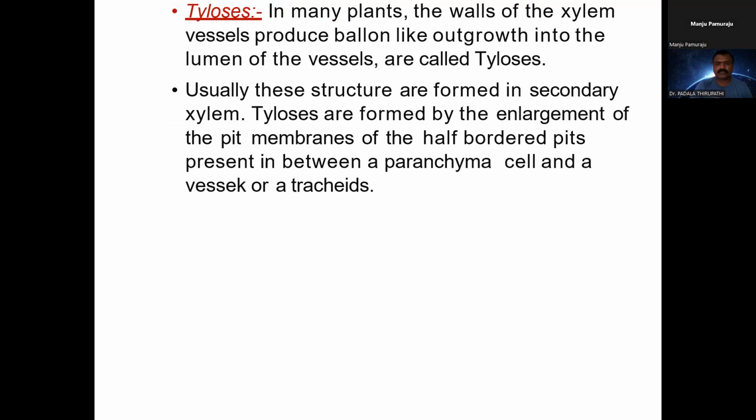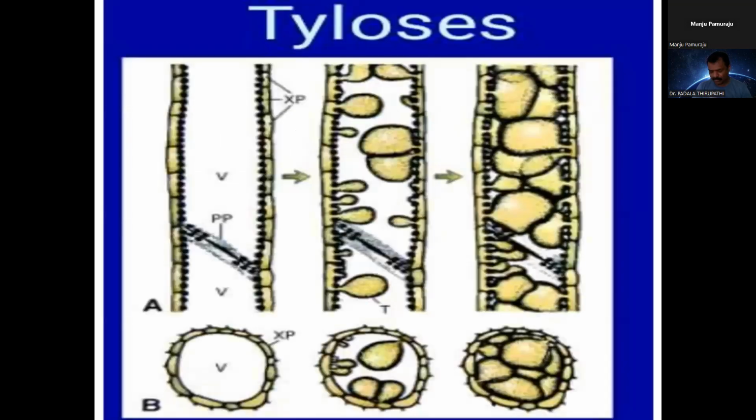These tylosis are formed by the enlargement of the pit membranes of the half-bordered pits present between the parenchyma cells and the vessel. The components of wood are vessels and xylem parenchyma, and between them these pits are present. The enlarged balloon-like structures that are formed are called tylosis. Here, when we observe, these balloon-like structures are the tylosis.